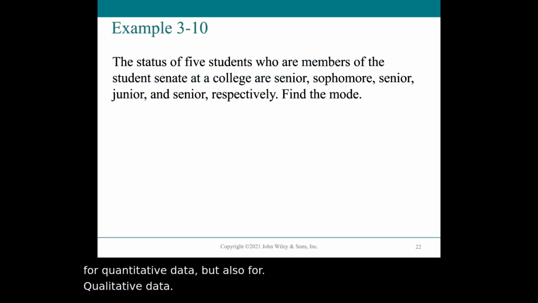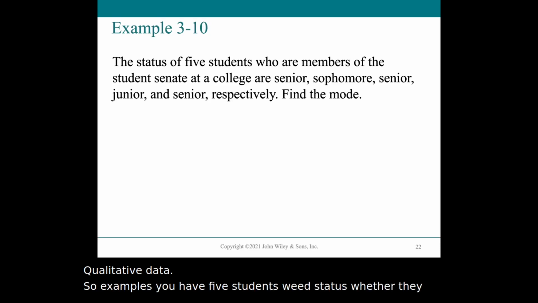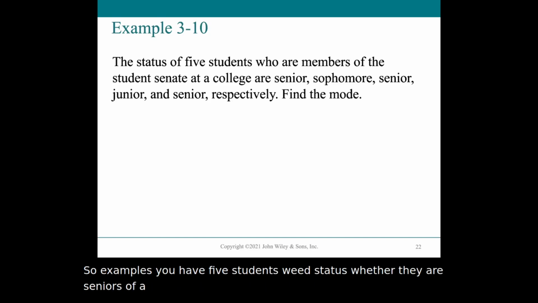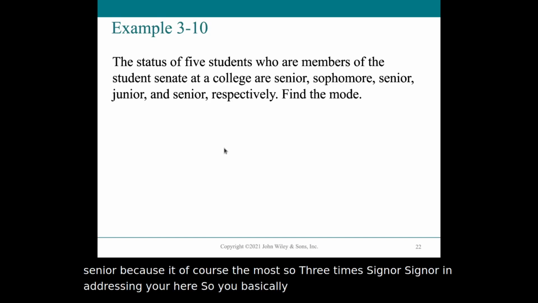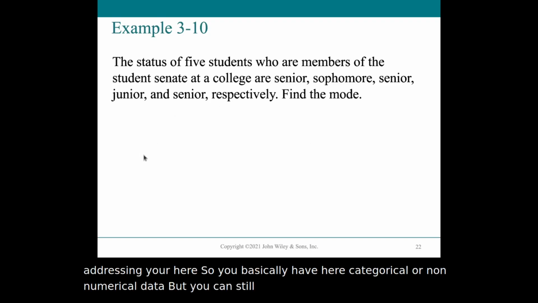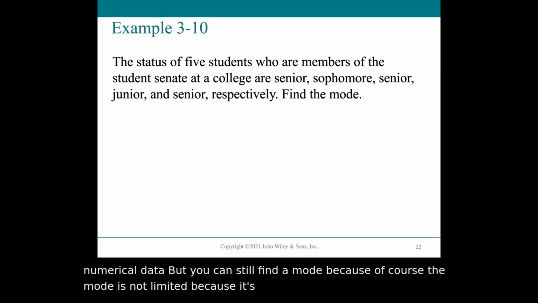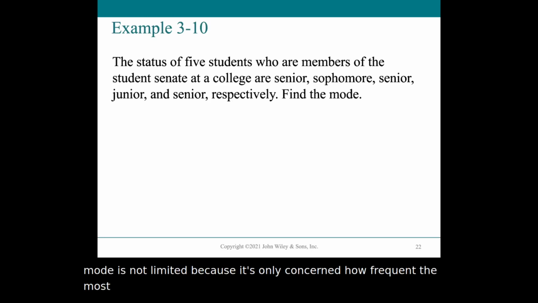So for example, you have 5 students with status whether they are senior, sophomore, or junior. The mode here is senior because it occurs the most, 3 times. Senior, senior, and another senior here. So you basically have categorical or non-numerical data, but you can still find a mode because the mode is only concerned with the most frequent data that appears. So that's your mode.